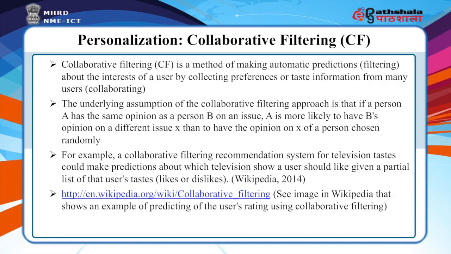For example, a collaborative filtering recommendation system for television tastes could make predictions about which television show a user should like given a partial list of that user's tastes, that is, their likes or dislikes.